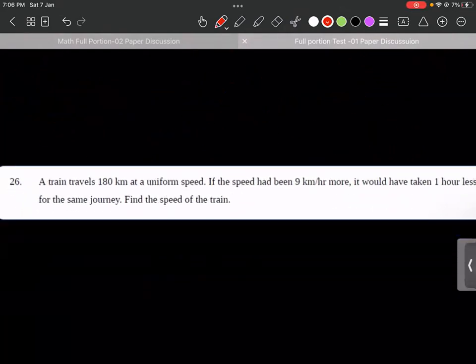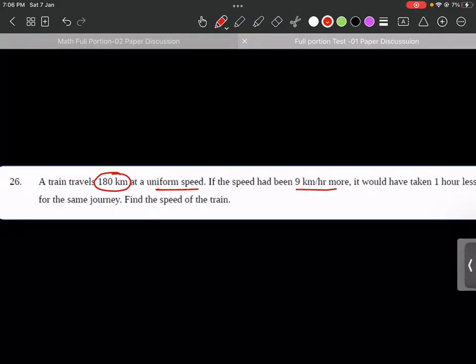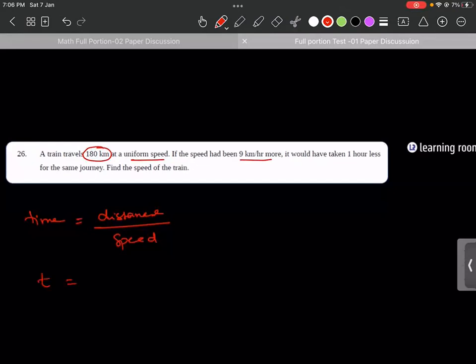So a train travels 180 kilometers at uniform speed. If the speed had been 9 kilometers per hour more, it would have taken 1 hour less for the same journey. Calculate the speed of the train. So what will you use? Time is equal to distance by speed. So if I take initial time to be t, t is equal to 180, the distance. If we take the speed to be v, now t minus 1 will be equal to the same 180 divided by v plus 9. Am I right?